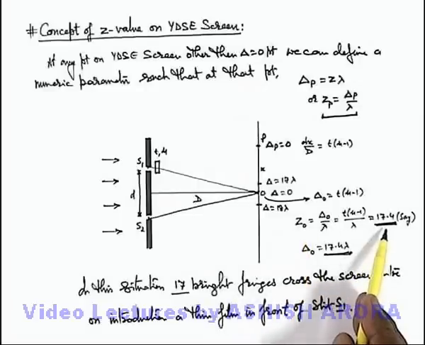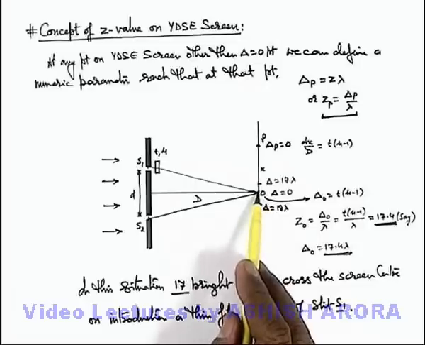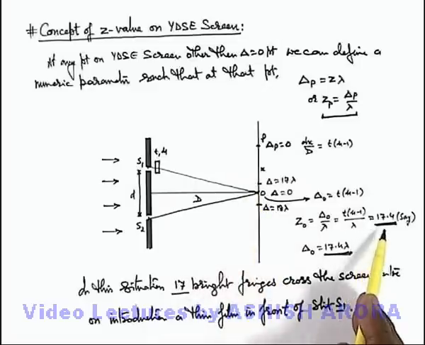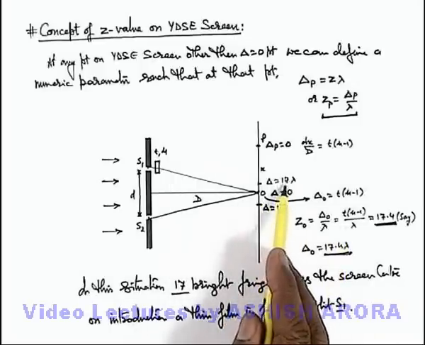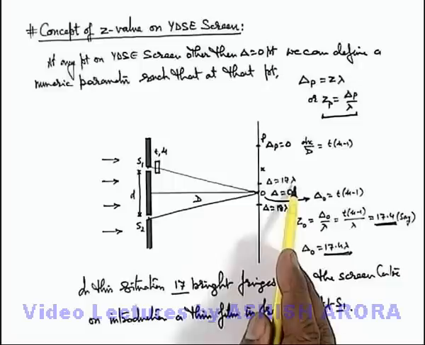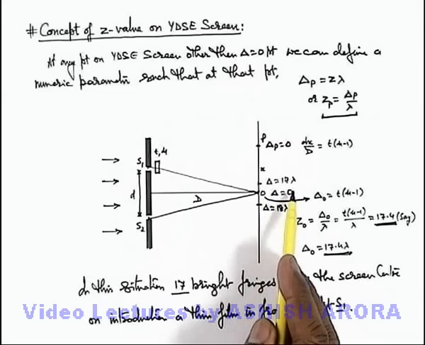So depending on the Z value, once you calculate the Z value at any point on a screen, you can easily find out the order of fringes at the nearest point where you are calculating the Z value, for either bright fringes or dark fringes. Bright fringes are obtained where path difference is a multiple of lambda, and dark fringes are obtained where path difference is an odd multiple of lambda by 2.